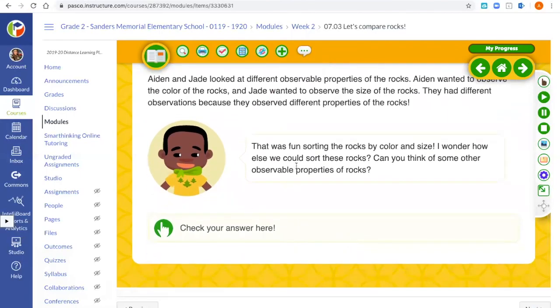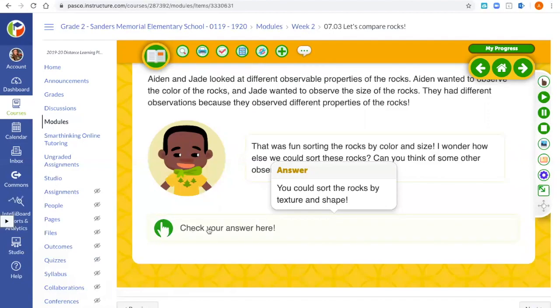That was fun, sorting the rocks by color and size. I wonder how else we could sort these rocks. Can you think of some other observable properties of rocks? Check your answer here. That's right. You could sort the rocks by texture and shape.